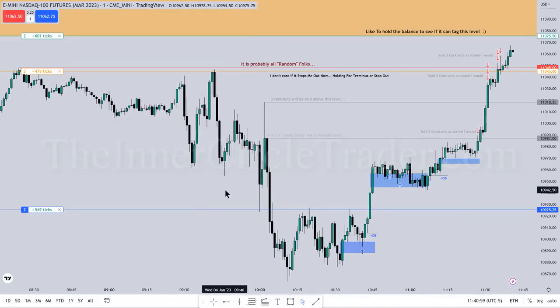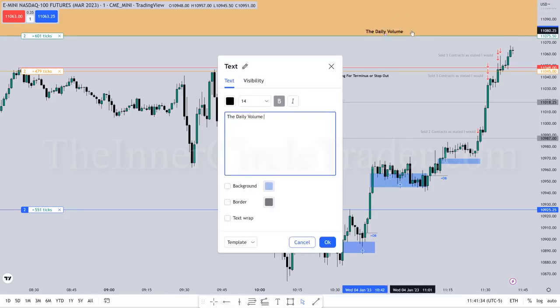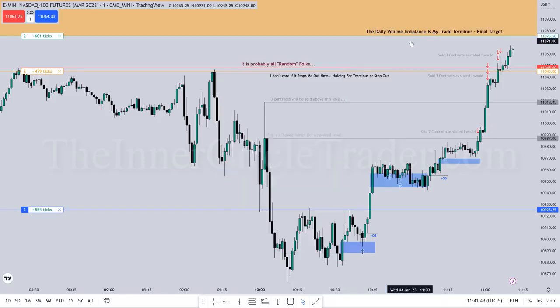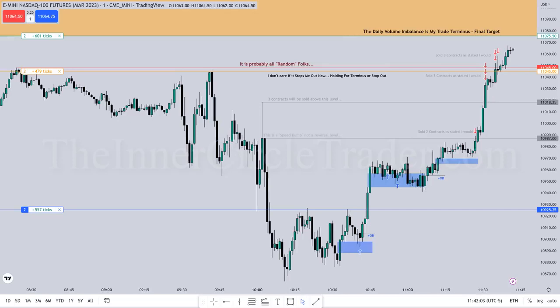The executions are exactly as they are at the time the trade ends. Now I'm changing it to ticks because I know I have people who don't like the fact that I show the paper trade in dollar terms. They're like, oh, you're flexing. I'm not flexing. I don't care about the money because I can't spend that. But for those of you that like to see the ticks, here you go. We're not doing 40 tick trades. We're doing monster, several hundred tick trades. That's a championship level grade trader, not a nickel and dime, dollar menu trader. All right, the daily volume imbalance is my trade terminus or final target.